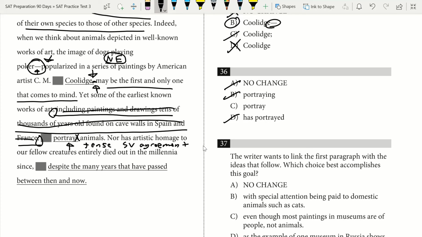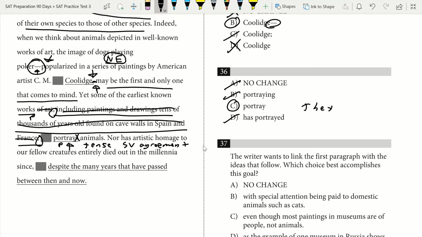Then we go back here. Yet some of the earliest known works of art, I ignore of art because that's a prepositional phrase. So then I'm just going to have works. So some of the earliest known works, this is plural, so I have to have a plural verb. My plural verb is going to be portray, because we would say they portray.